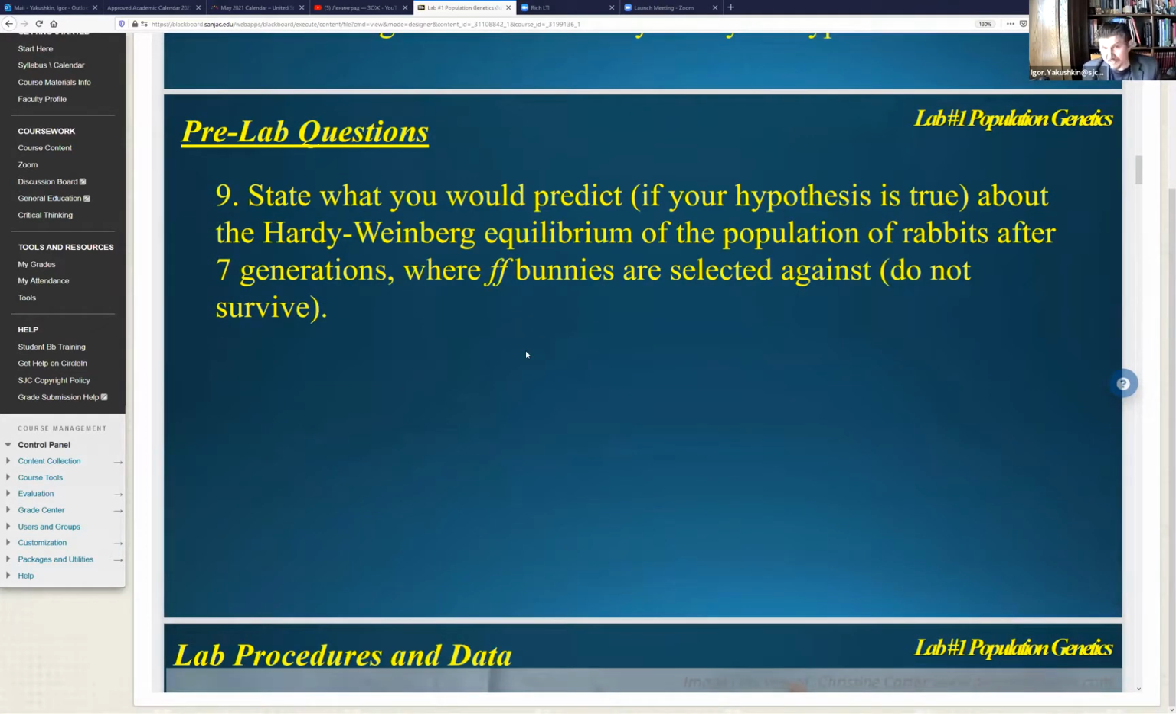State what you would predict if your hypothesis is true about the Hardy-Weinberg equilibrium of the population of rabbits after 7 generations if lowercase homozygous recessive bunnies are selected against again, meaning natural selection kills them. They do not survive. Do you think the frequencies will stay the same or will change? That's the general idea. What's your prediction after the 7th generation?